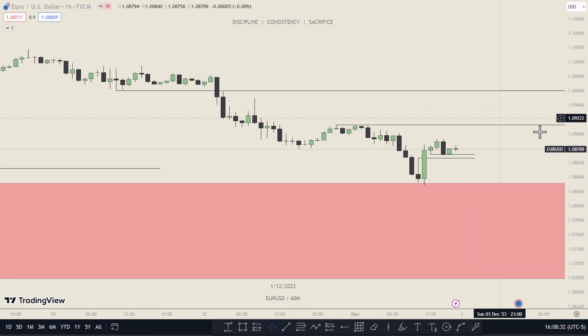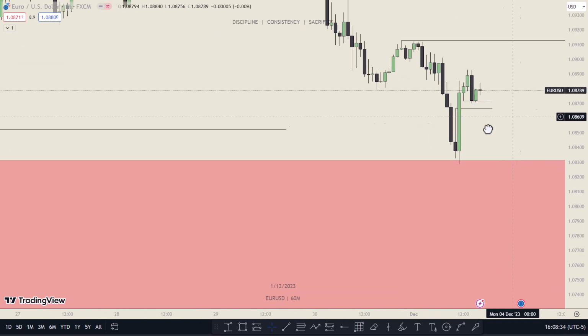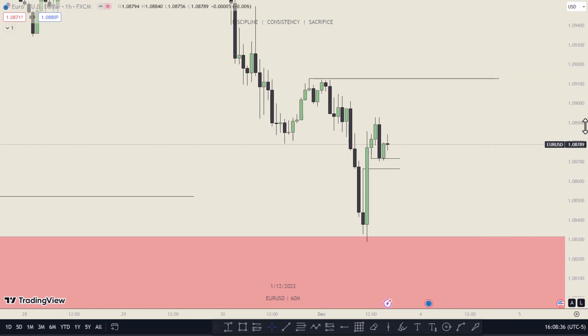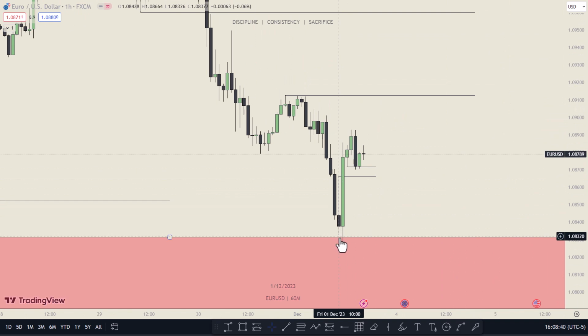On the 1 hour time frame, this is what we have. We can see that price is now, we have this expansion here to the upside.